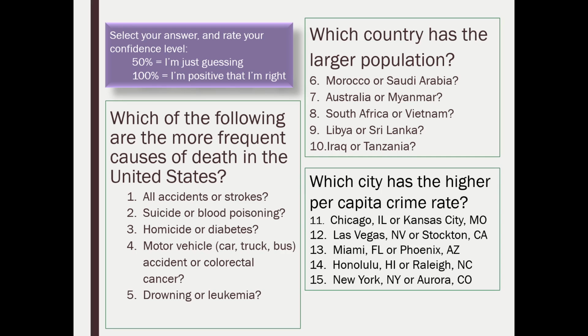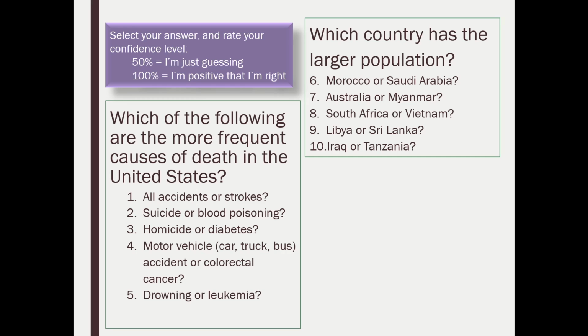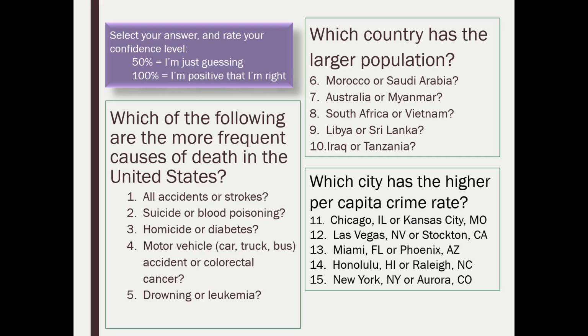All right. Well, I didn't animate this very well, so brace yourself. So, which city has the higher per capita crime rate? Chicago, Illinois, or Kansas City, Missouri? Las Vegas, Nevada, or Stockton, California? Miami, Florida, or Phoenix, Arizona? Honolulu, Hawaii, or Raleigh, North Carolina? New York, New York, or Aurora, Colorado?